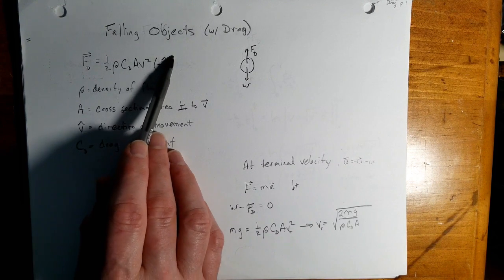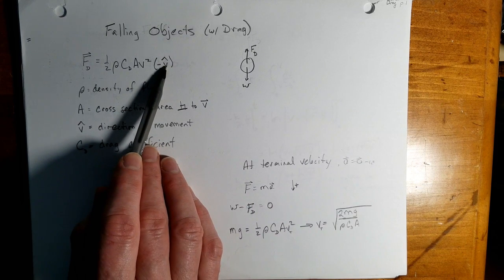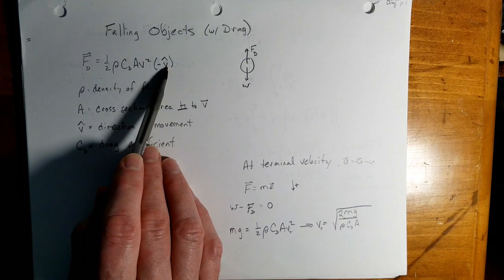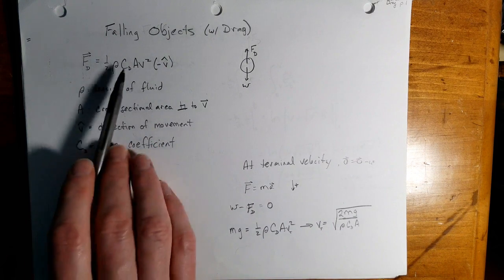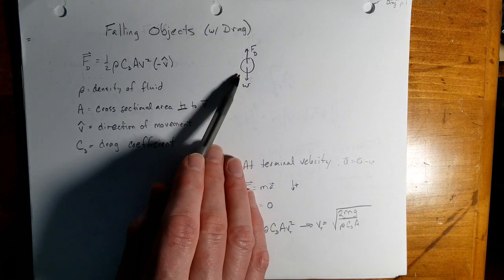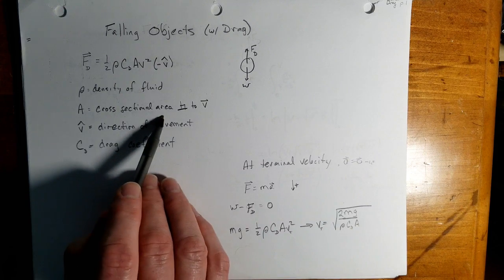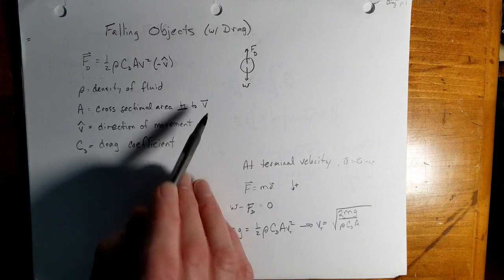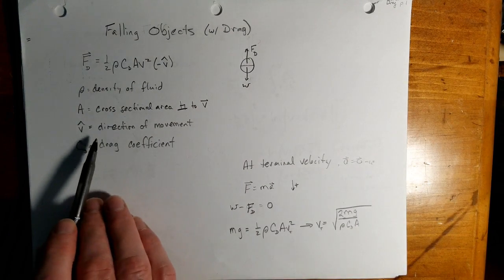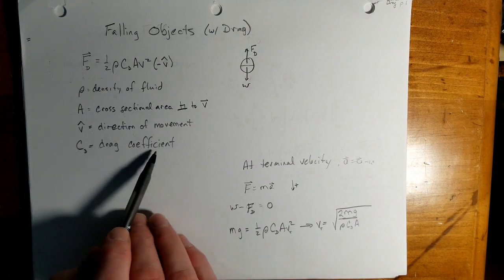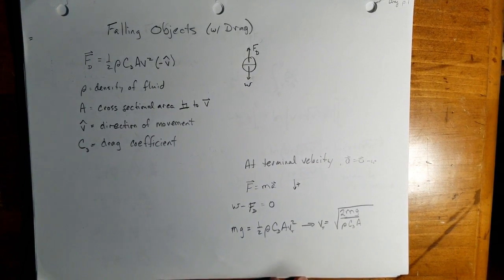And this right here is the direction of the force, since we are dealing with a vector, and it is opposite the direction of the velocity. So I have the hat over the v to indicate a unit vector in the direction of velocity. Rho is the density of the fluid through which the object is going. A is cross-sectional area, which is perpendicular to the velocity. So if it is falling, we're talking about this area right here, the cross-sectional area across that. V hat is the direction of movement, and CD is this drag coefficient. And we'll get into some realistic numbers for that later on.